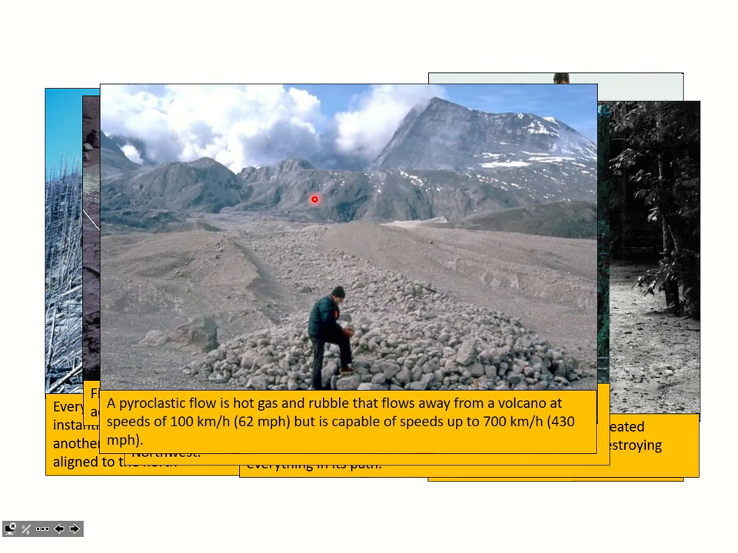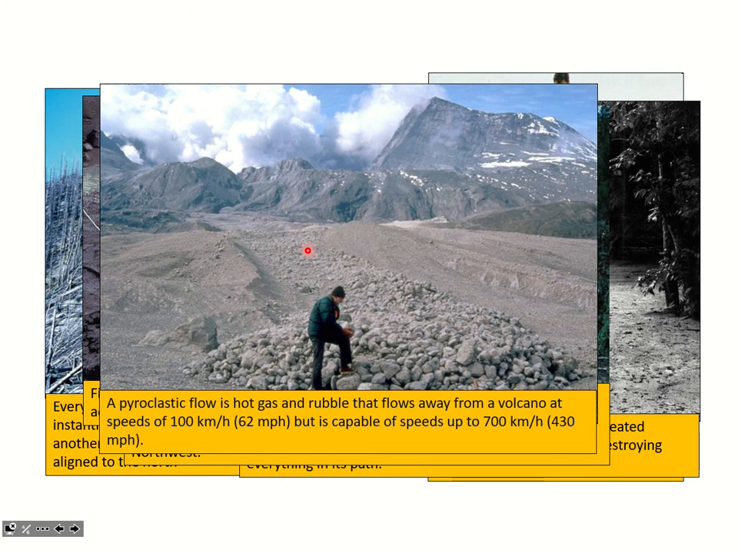This is one of my favourite pictures. It gives you the best, I think, demonstration of a pyroclastic flow, because it shows the size of the rubble that is contained within a pyroclastic flow, and it shows the pathway the pyroclastic flow took across the landscape. You can see it fading off into the distance there. It looks like a dried up riverbed almost. They flow at really fast speeds, but you can't outrun them.